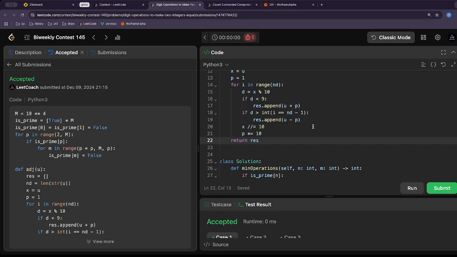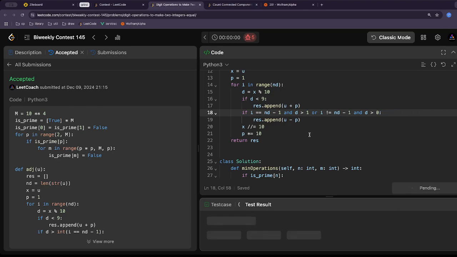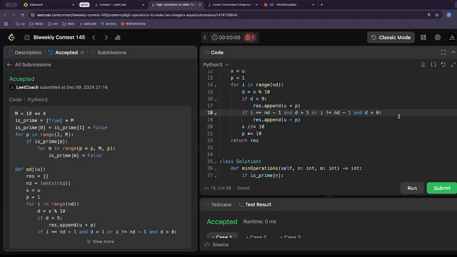If i is greater than 1, yes, I mean, you could do this by saying i is equal to n and d is greater than 1, or i is different than this, and this greater than 0. But it is a little longer, right? Do you prefer this expression?